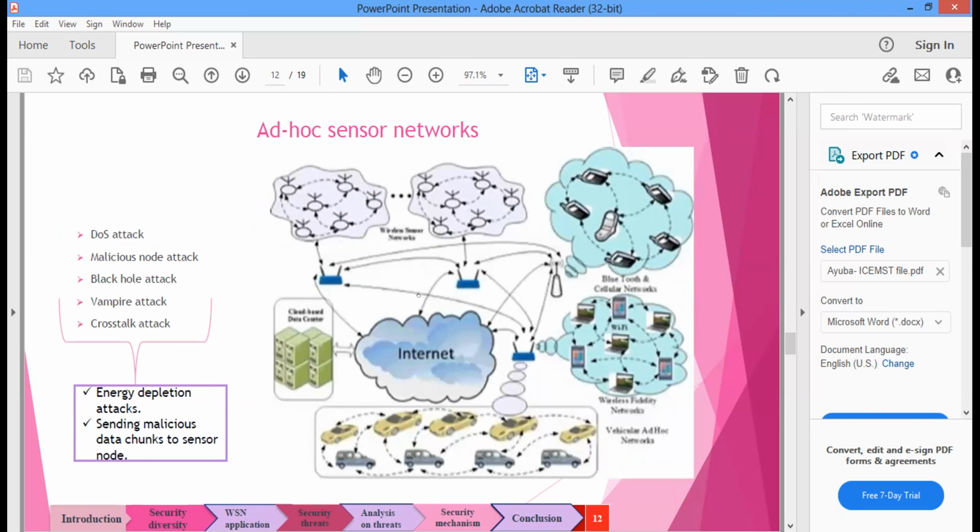We also have an ad hoc sensor network. This is a common network that is also affected by some security challenges. One of them is the DoS attack, the malicious node attack, the black hole attack, and the vampire attack. All these attacks target energy depletion on the network by sending malicious data to the sensor nodes.